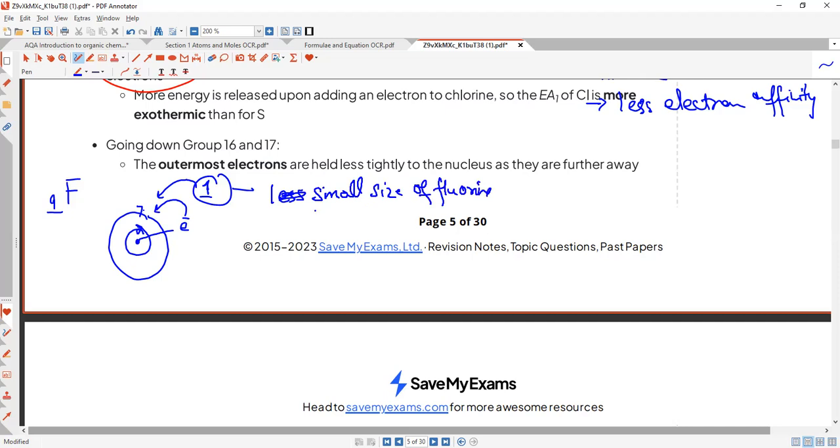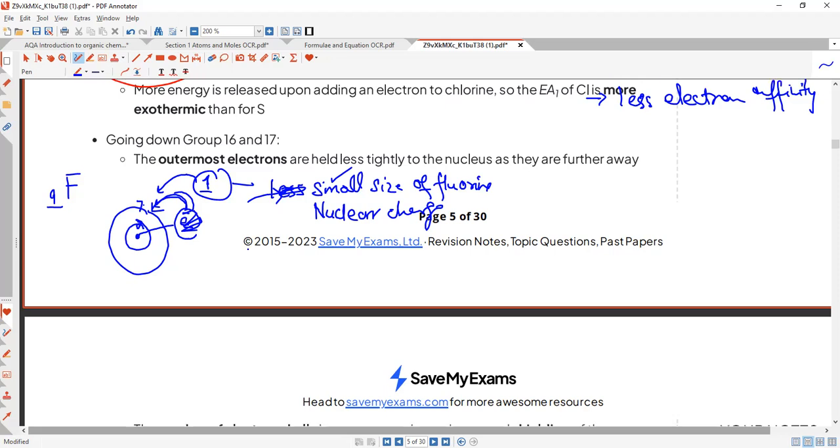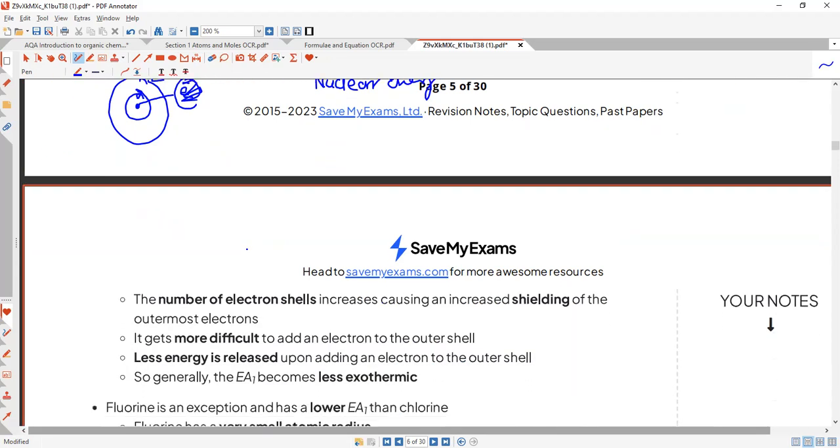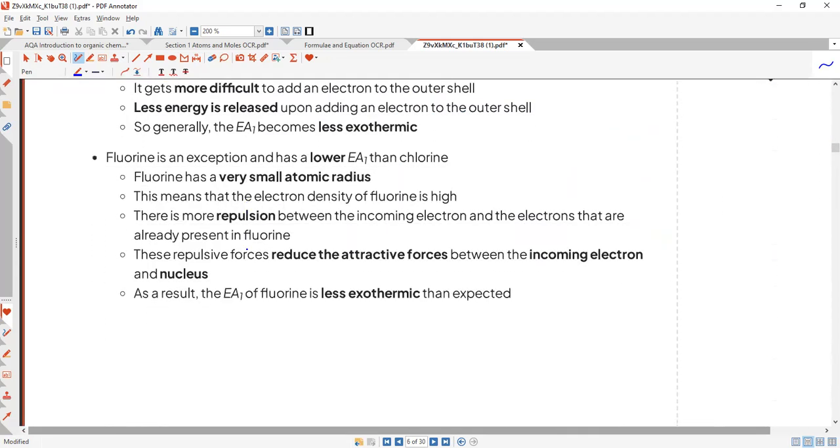It has more nuclear charge, so the nucleus can hold more electrons. It is very easy for fluorine to attract an incoming electron and add it to the structure because its size is very small. Just write this one reason and you will get 1 mark. That is why fluorine shows exceptional behavior.